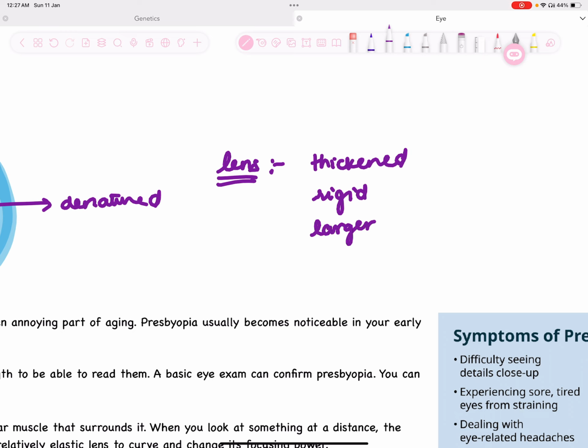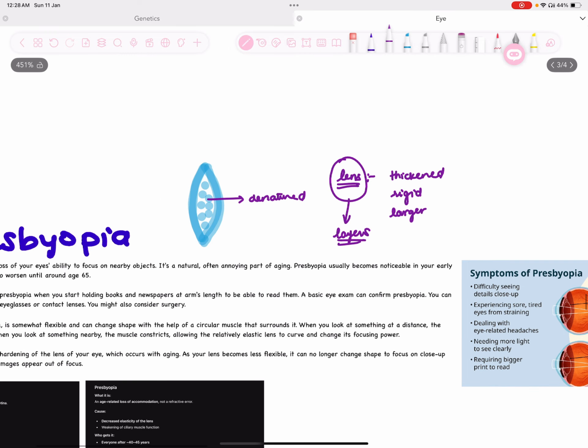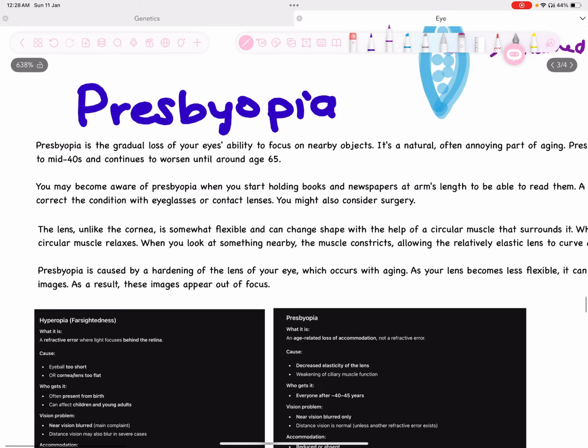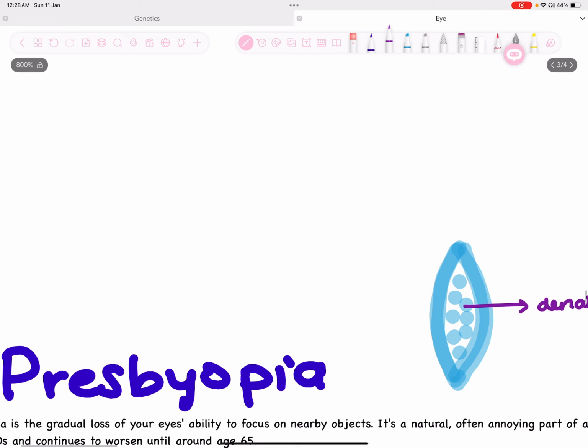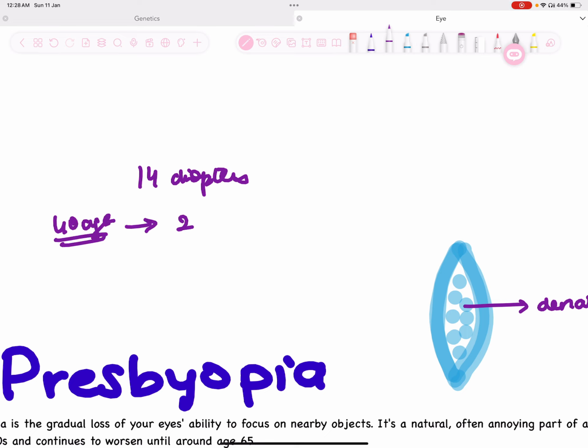And also another reason why the lens become non-accommodating is because the lens start growing numerous layers. Because of those layers, old people are unable to accommodate their lens. So in presbyopia, accommodation of the lens is completely lost. Normally, the power of accommodation is 14 diopters in children, but by the age of 40 this comes down to 2. And as a person crosses around 70 years of age, this value falls to 0, so they cannot accommodate at all. So this is basically an age related disorder.